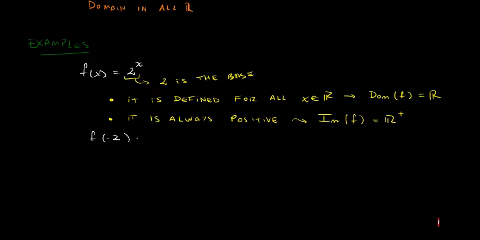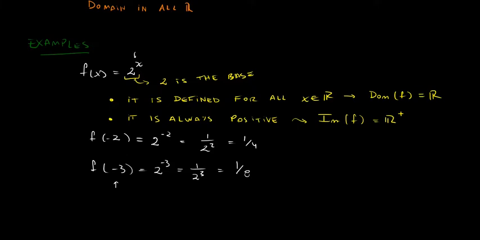Well, f in minus 2 is 2 to the power minus 2, which is 1 over 2 squared, so 1 over 4. F in minus 3, for example, is 2 to the minus 3, which is 1 over 2 to the 3, 1 over 8. So no matter what number we use as x, 2 to the power x will always be a positive number. And that's why the image of f is the set of the positive real numbers.